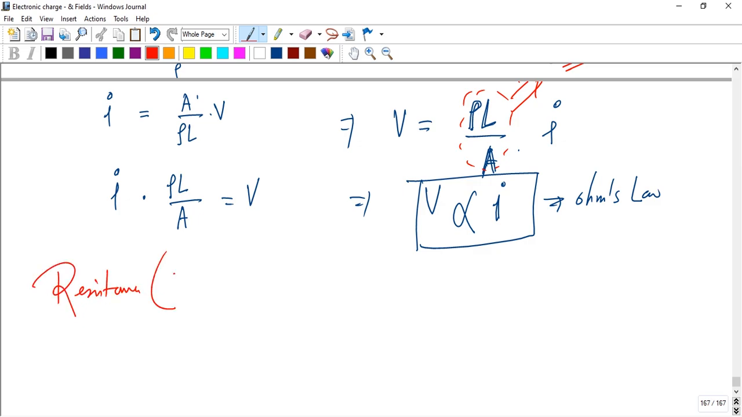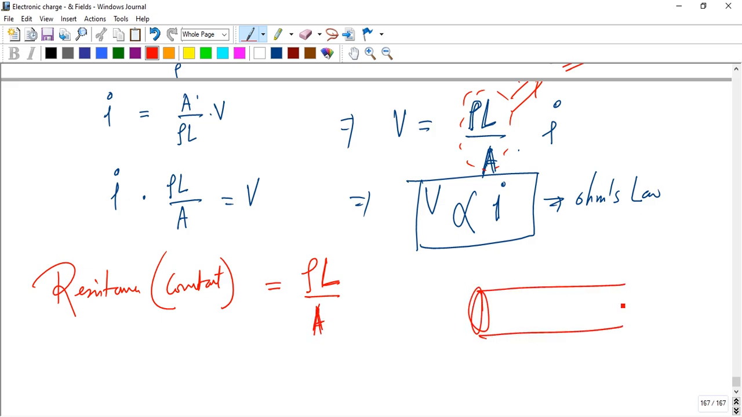The constant, another name, is resistance. That is equal to rho L by A. So rho is the resistivity. That's the material property, or a metal property if you choose, because a metal is a good conductor of electricity. L is the length of the conductor and A is the cross-section area of the conductor. You know that.